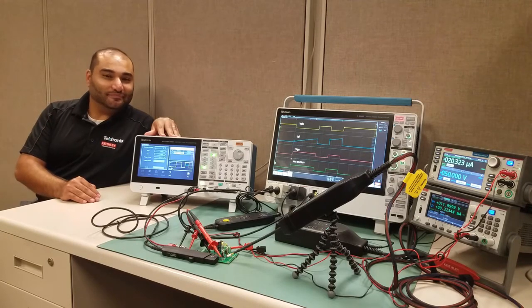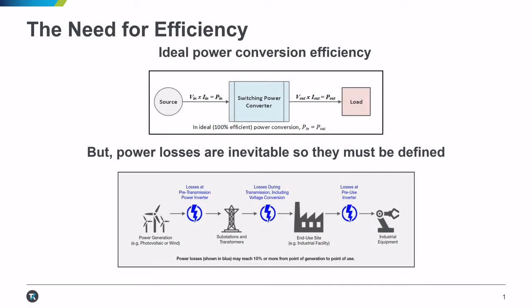Let's get started. Efficiency is becoming an extremely important aspect to power converter design. To characterize the efficiency, timing parameters must be accurately measured. The double pulse test provides a way to measure these parameters.